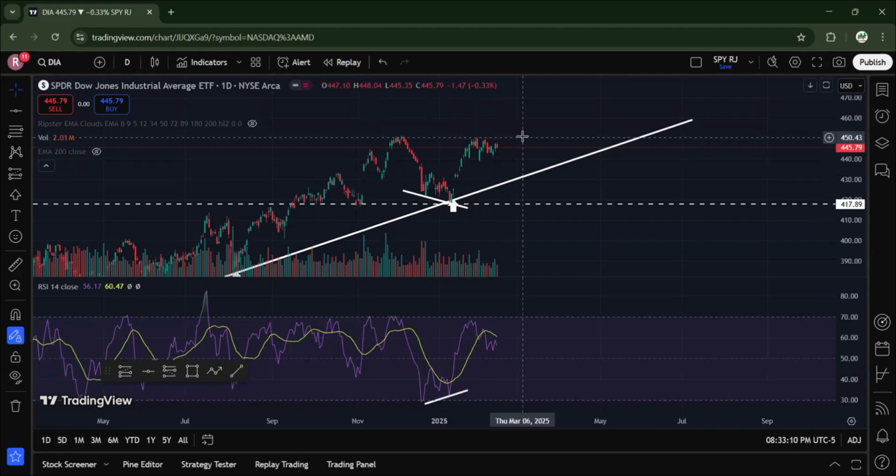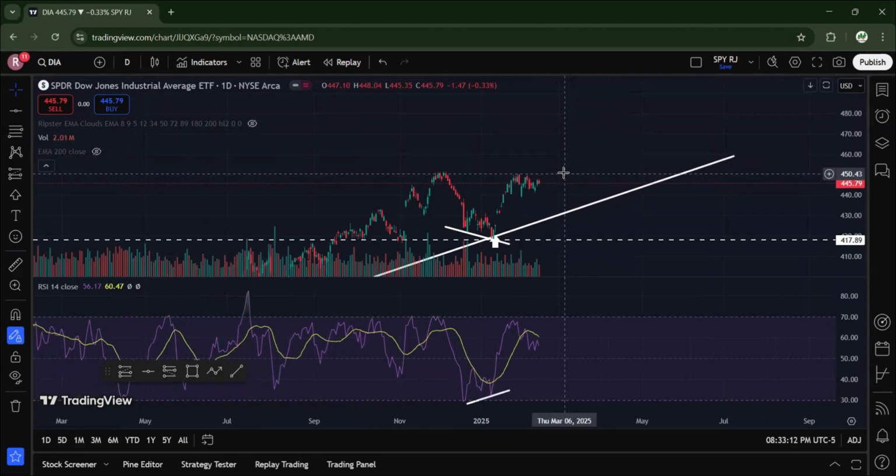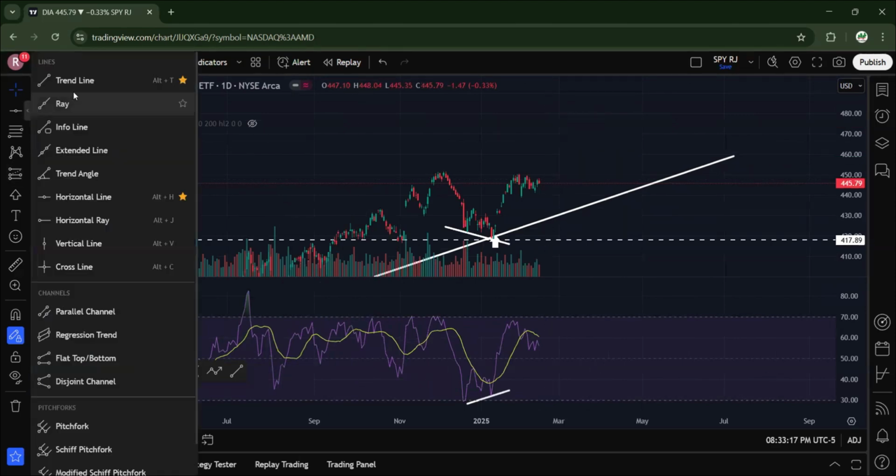Now let me give you a setup that I love to use when I'm day trading. When I'm day trading, I either love to look for the flags or I like to use the break and retest strategy. All right, so let me teach you what the break and retest strategy is.